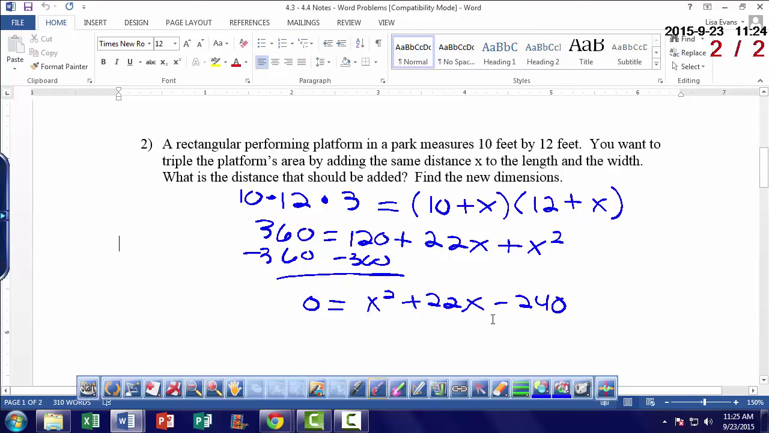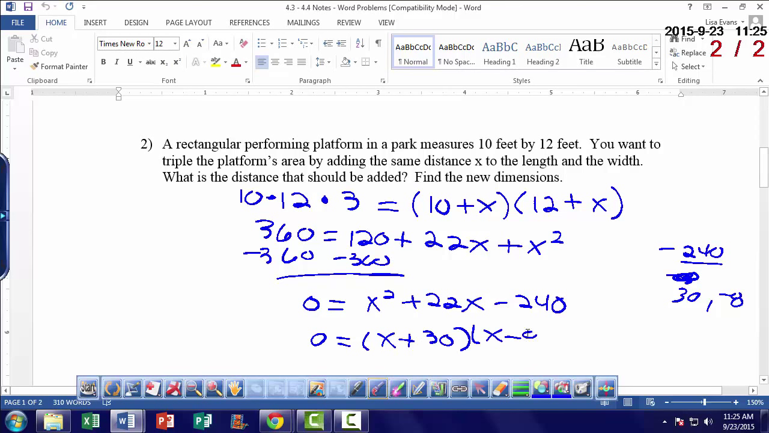Okay, we still have negative 240 as we did above, but this time we needed to add the positive 22. So if I list factors for negative 240, I'm going to get positive 30 and negative 8. That's going to multiply to give me a negative 240 and add to give me a positive 22. And when I solve, I get negative 30 and positive 8.